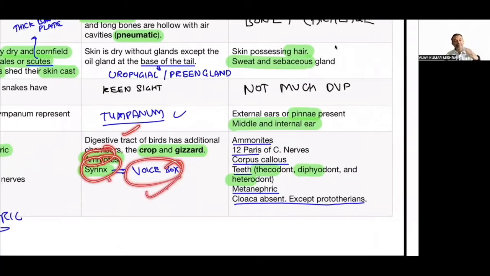A parrot or bird can sing a song for you, and that's why they have a syrinx. Syrinx is nothing but the voice box of the birds. They are amniotes, with 12 pairs of cranial nerves.